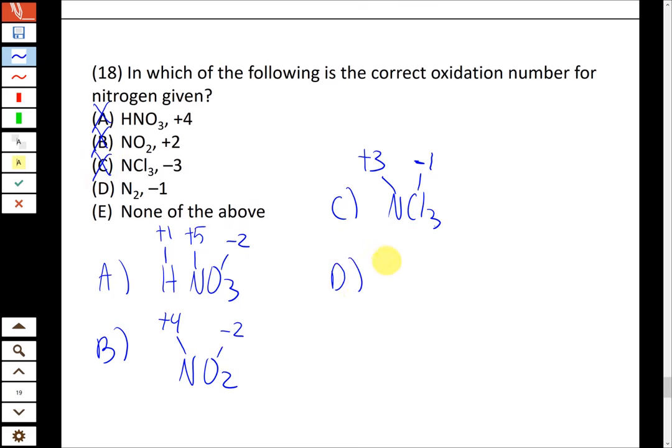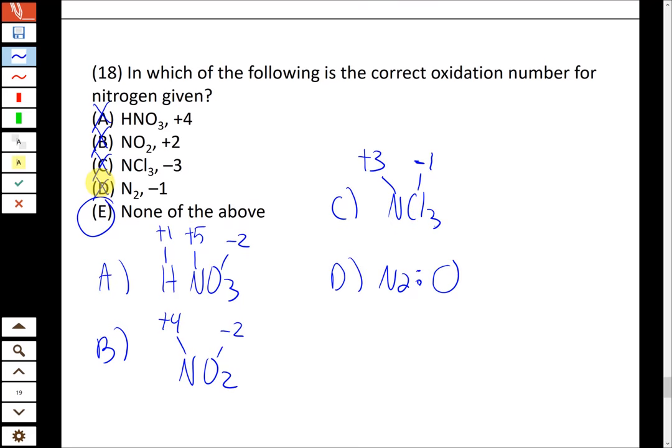And then finally for N2, any neutral element that's uncharged and has no other elements in the formula, so N2, O2, F2, whatever, that's the only situation where the oxidation number is 0. So N2 would have an oxidation number of 0, as any element would, not -1, so those are all incorrect. So as difficult as it is to stomach sometimes, you do have to pick none of the above for this answer choice. So all of those are wrong except for that one.